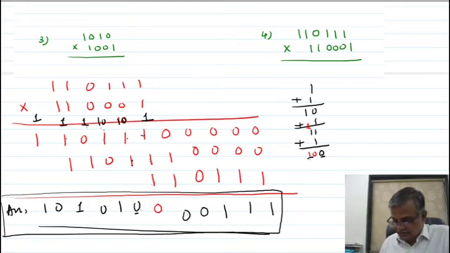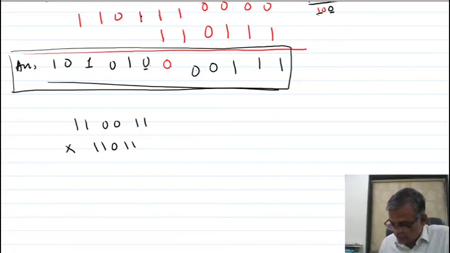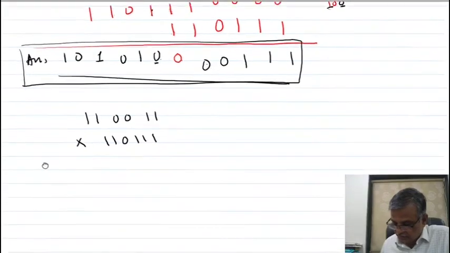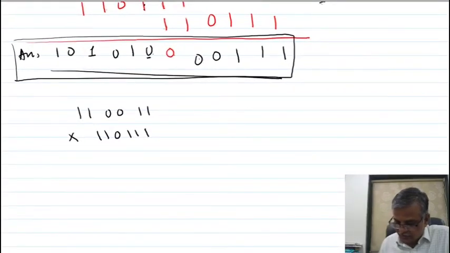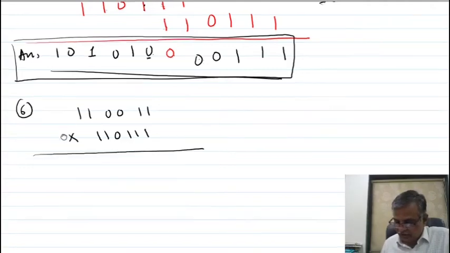Now, let us give one more for your practice. You can do it at your home. 110011 multiplied by 110111. Okay, you can do it. This is problem number 6. Do it yourself. I think you can do this.